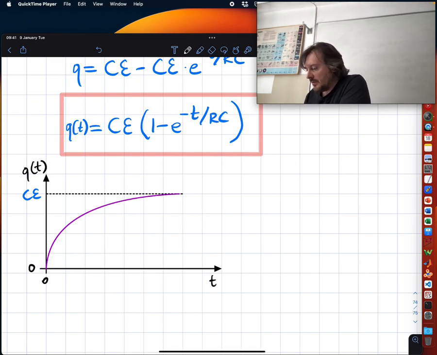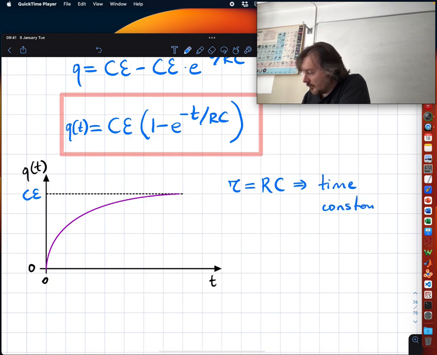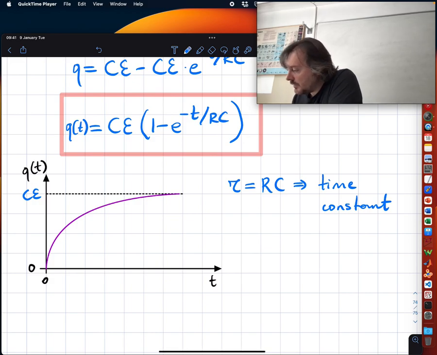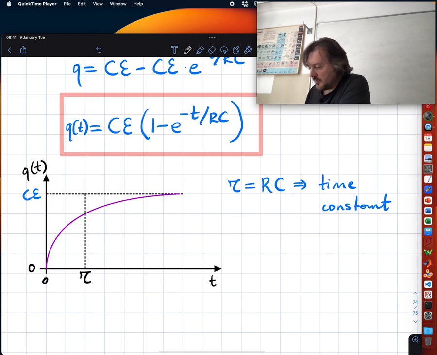Of course, there are some things here that you probably already know. There is this definition of tau, which is R times C. We call it the time constant. So what happens when you reach tau? Let's say this is tau. What is the value of Q when you reach tau? CE times 1 minus 1 over e.